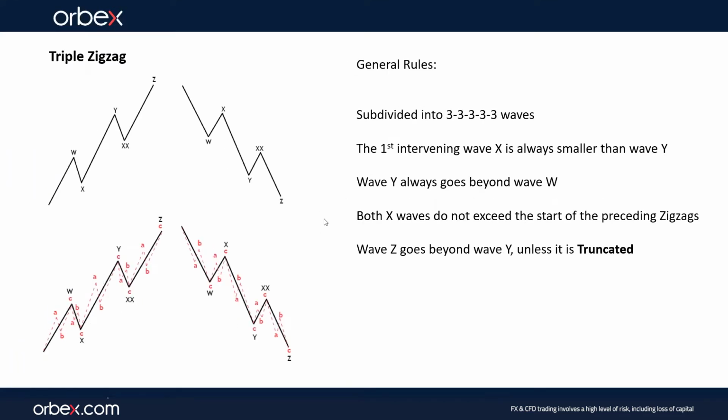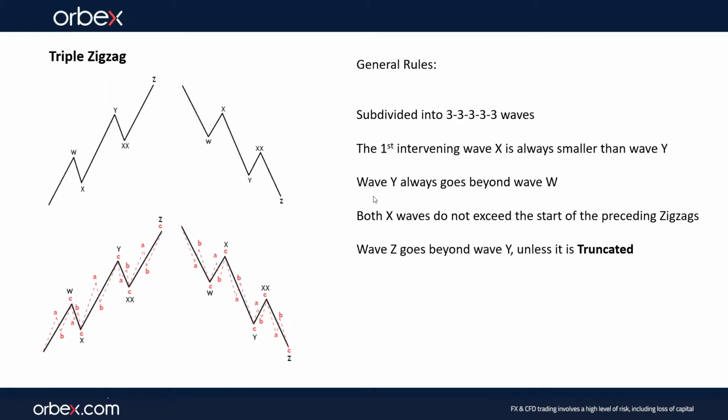Now moving on to triple zigzags. So we're going to another level now, and it's getting slightly, not complicated, but just a little bit more to take in. So let's go to the general rules because I think it's a little bit easier to look into. So they're subdivided into 3, 3, 3, 3, 3 waves, which I've labeled here, but I'll go into them shortly. And they are basically determined by W, X, Y, X, Z. Now I put two X's here just to differentiate from the first X, the intervening wave X. So technically it's W, X, Y, X, Z, but some traders will use W, X, Y, X, X, and Z just to kind of differentiate the two intervening wave X's as well.